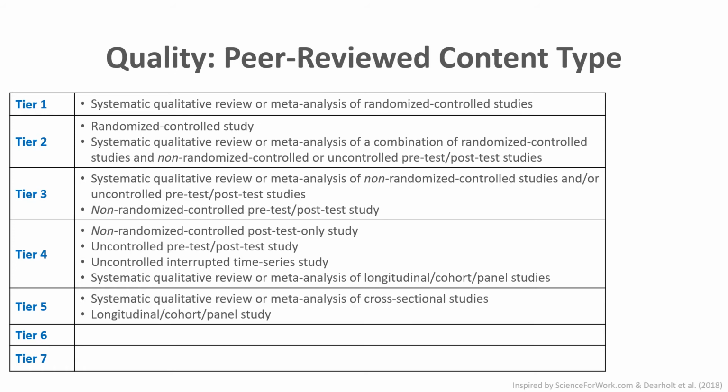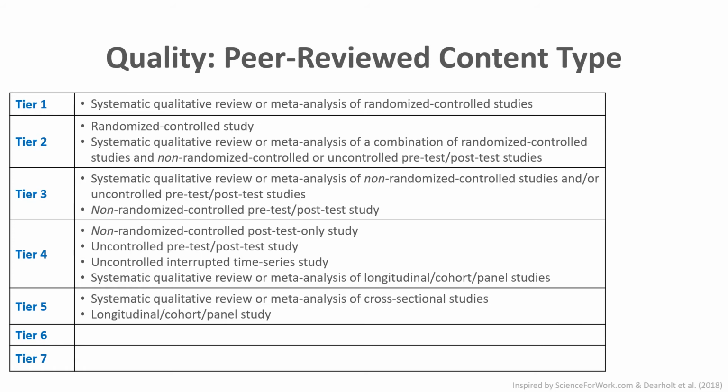So Tier 5 is going to include systematic qualitative reviews or meta-analyses of cross-sectional studies, where a cross-sectional study refers to a study that's been done at a single point in time. Okay, so there's nothing longitudinal about it. All the data were collected at a single time.